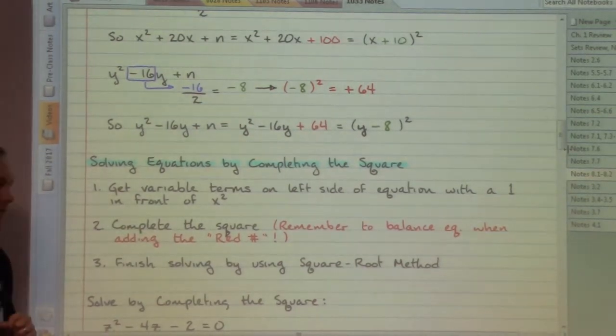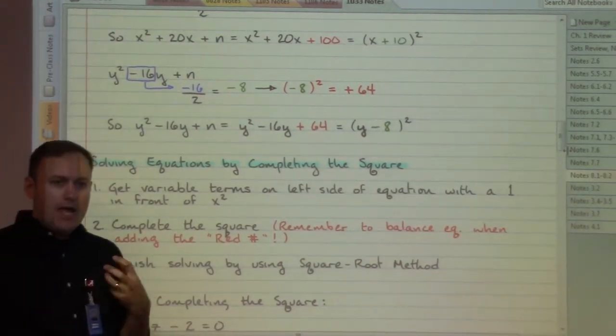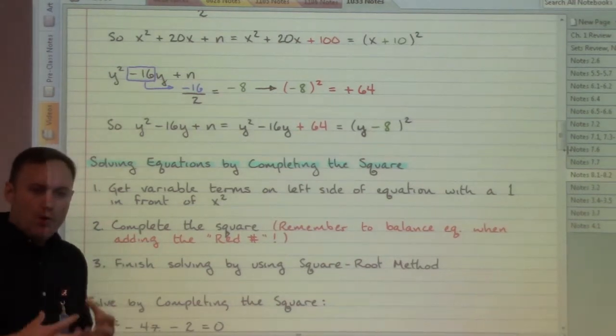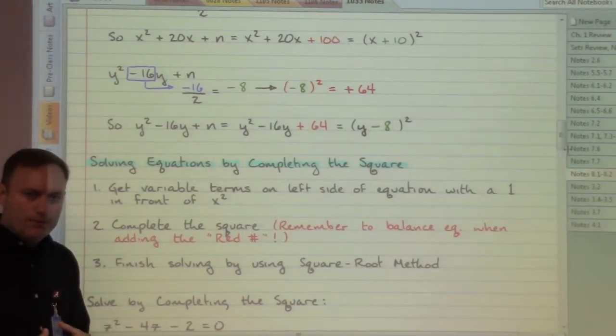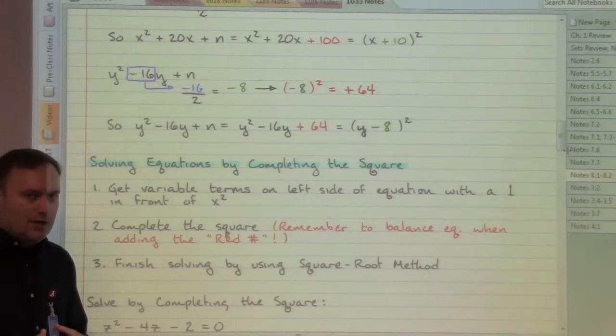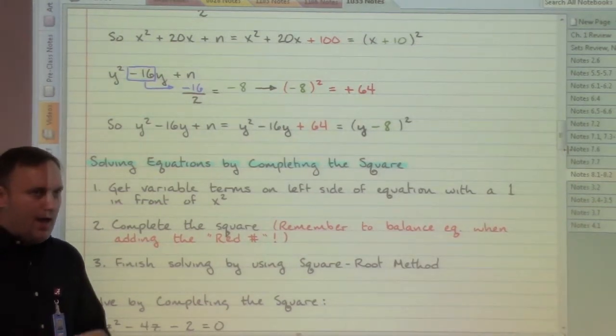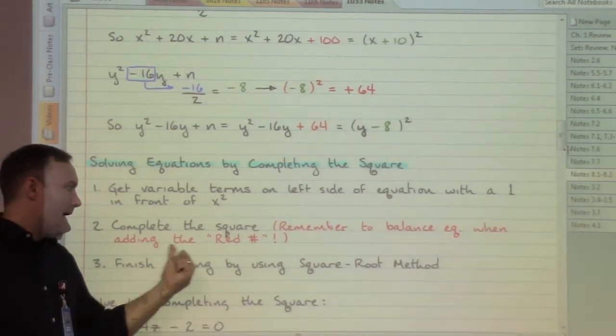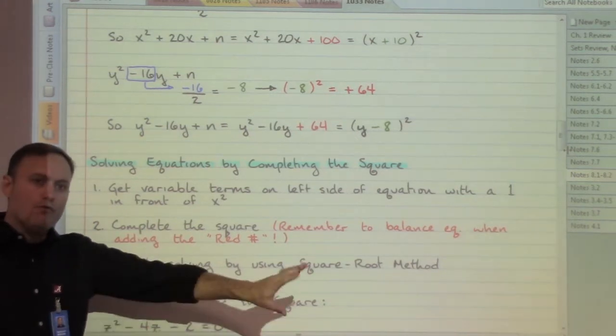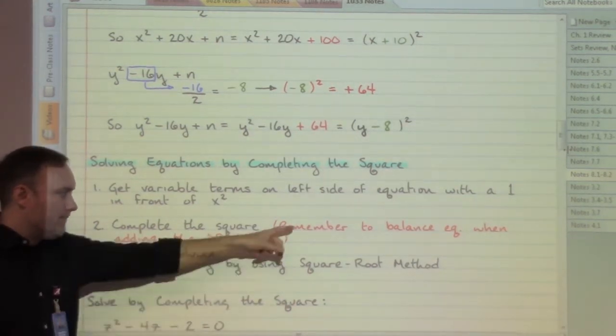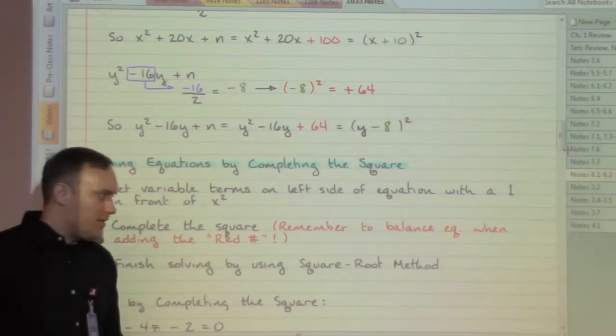So once I have that arrangement, I can work through my completing the square step with one extra little tidbit here. Because I am going to be incorporating that special red number onto the left side of the equal sign, I'm going to have to keep the balance by adding that same red number over to the right side of the equal sign. So a little reminder there about keeping things balanced.